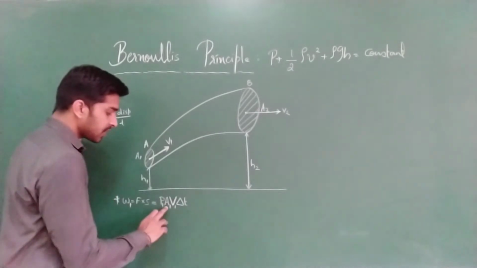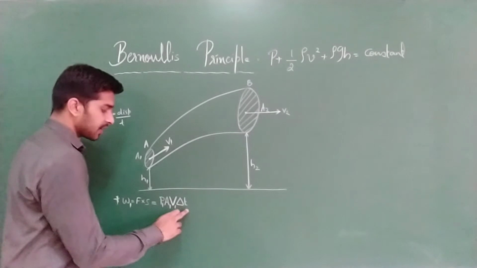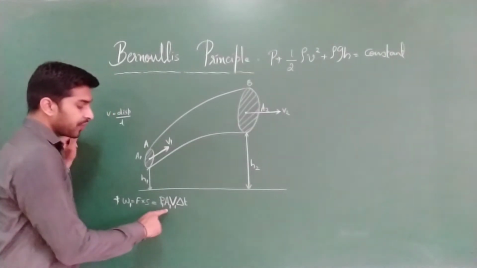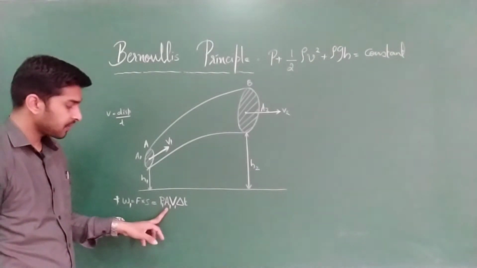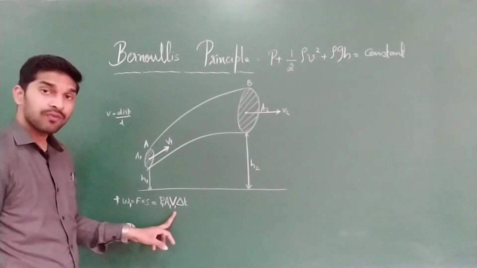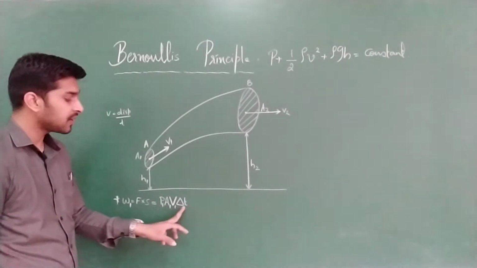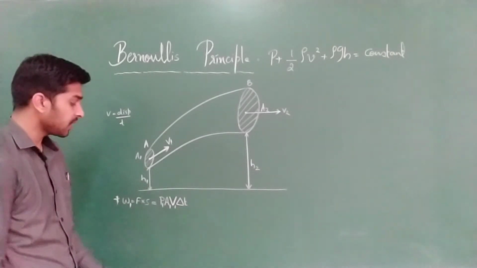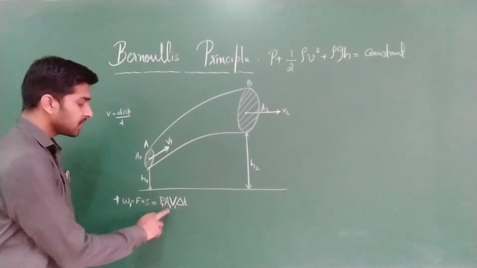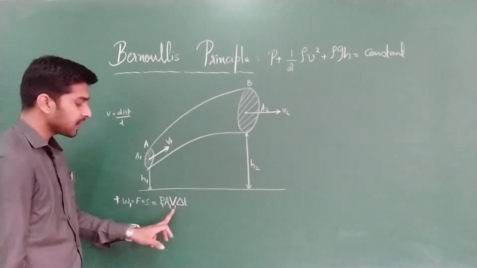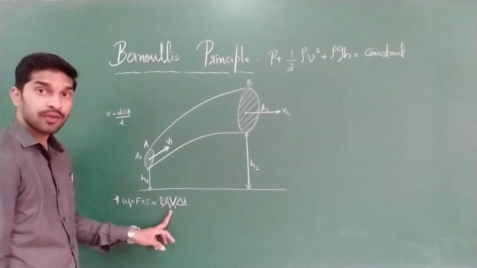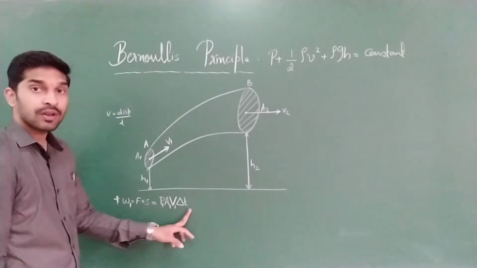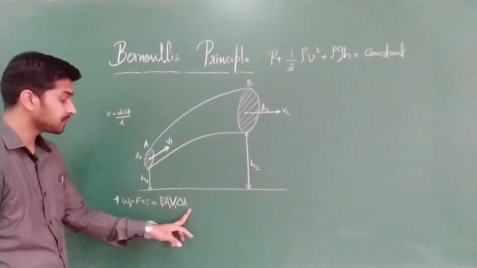So now concentrate on this part, A1, V1, delta t. A fluid which is entering a cross-sectional area A1 with velocity V1 in time interval delta t. So a fluid particle with velocity V1 moving through a cross-sectional area A1 in a time interval delta t. Okay?